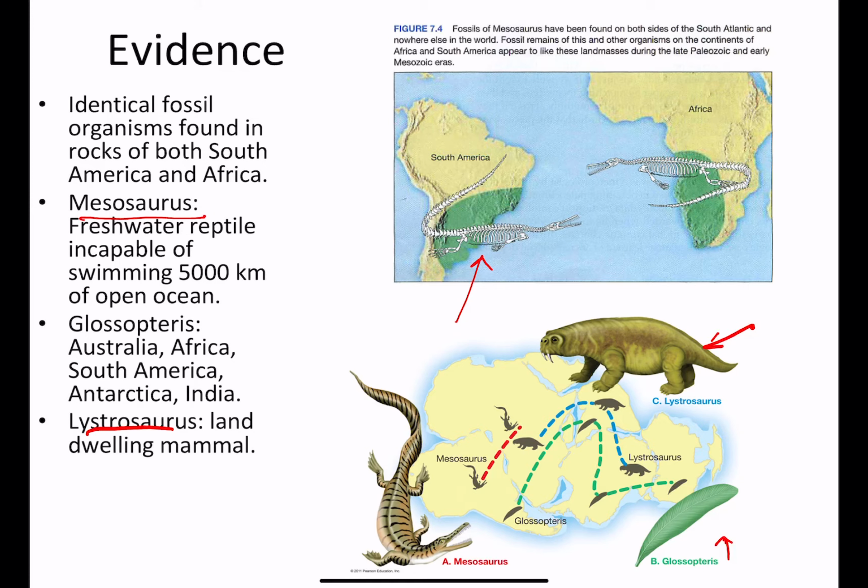So the Lystrosaurus is a land-dwelling mammal. He doesn't even swim. So how could you find Lystrosaurus fossils on both sides of the Atlantic, in South America and Africa, unless these two were part of the same continent? So these identical fossil organisms found on both South America and Africa were another piece of evidence which convinced Wegener that these two continents were joined at some point.